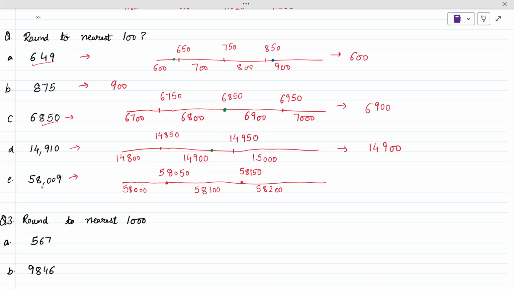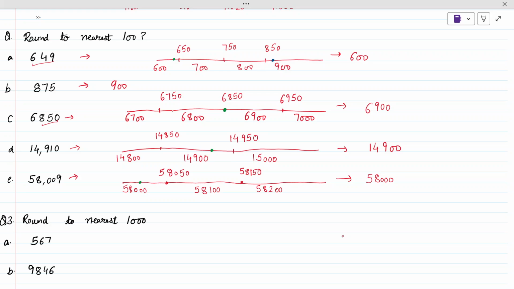So in this case we have the number 58,009, which is very near to 58,000, right? So here 58,009 is very near to this number 58,000 and it is also less than the half. So we will take the nearest multiple of 100 in this case as 58,000. Okay kids? So the rule to find the nearest multiple of 10, 100 and 1000 is same everywhere.